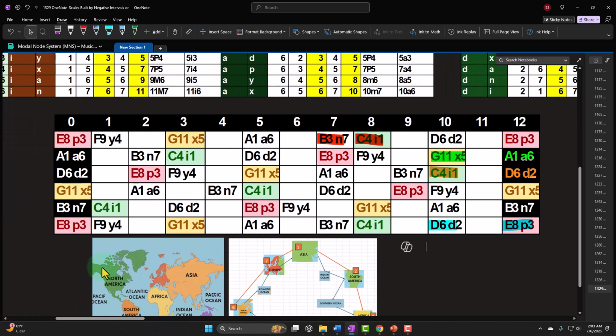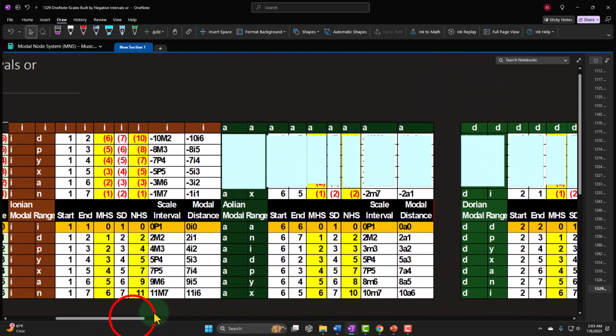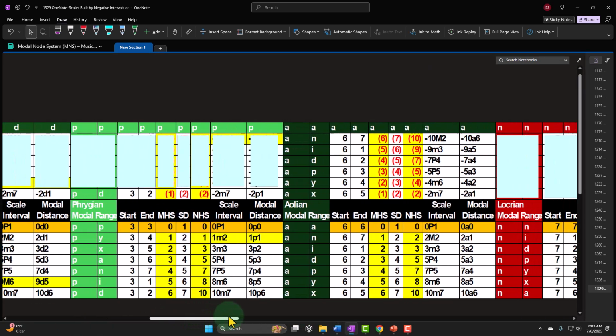What if I went forward from this Phrygian? 1, 2, 3, 4, 5, 6 modal half steps forward, the 7th scale degree, notes 1, 2, 3, 4, 5, 6, 7, 8, 9, 10. 10 notes going in the clockwise direction.